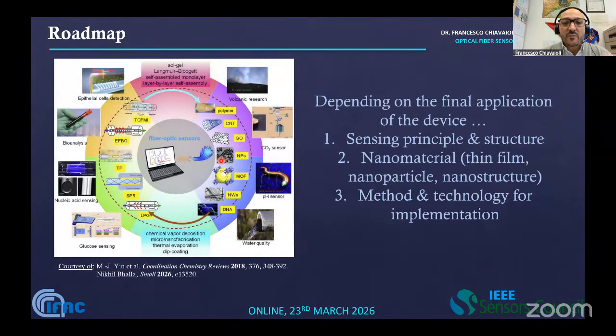So having this in mind, we can create a kind of roadmap to develop high performance optical fiber based devices, starting from selecting the sensing principle and the structure that supports the sensing principle, then the combination of nanomaterial with fiber, which is fundamental to enhance the light-matter interaction in the form of thin film, nanoparticle, nanostructure, whatever, and finally define the method and the technology for the implementation of the final device, depending clearly on the final application we are looking for.